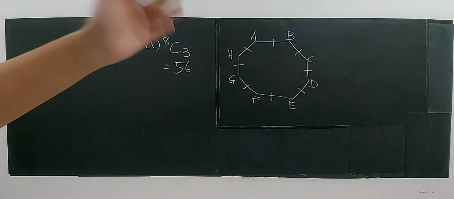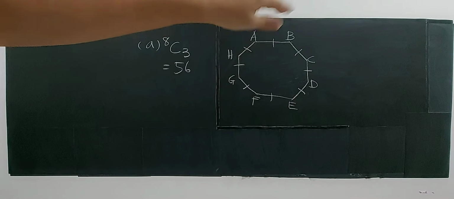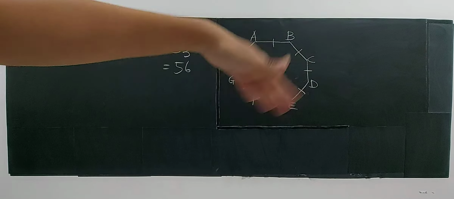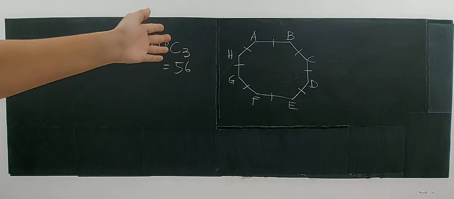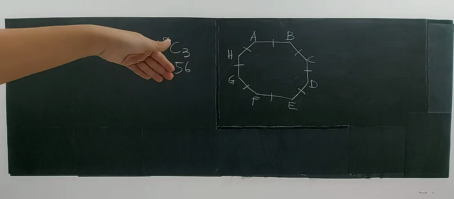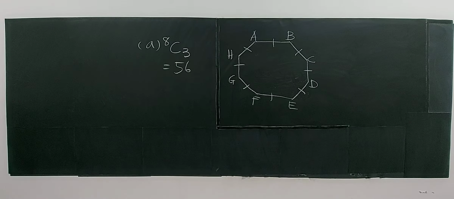Without permutation and combination, let's say you have a polygon with 20 sides. How are you going to calculate the triangles? So you have 56 now. Easy to say. So the answer to part A is 56.